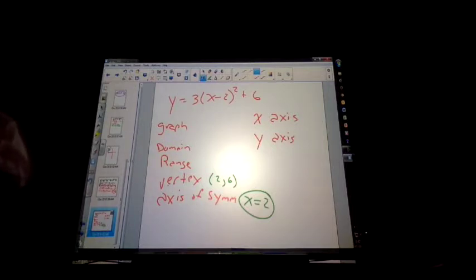Do I know with how this problem is set up, where it's going to cross the y-axis? Do I know how this problem is set up, where it crosses the y-axis?